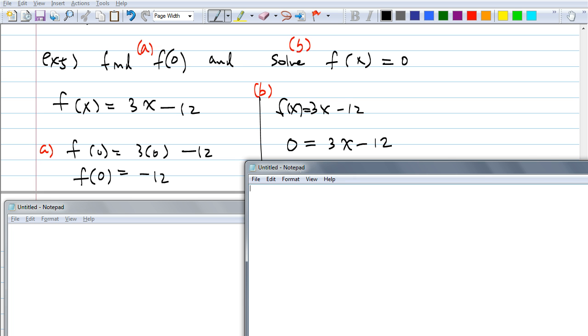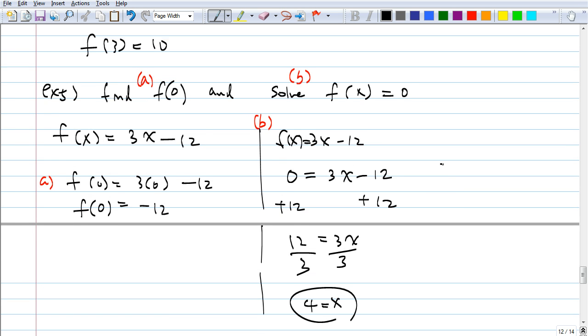4. How do you know it's 4? Well, here you could kind of do it in your head, but some of them you couldn't. So you add 12 to both sides, then what? Divide by 3, you get 4. So that's why it says solve, right? You are looking for the value of x that makes this whole equation equal to what? 0. Does that make sense?